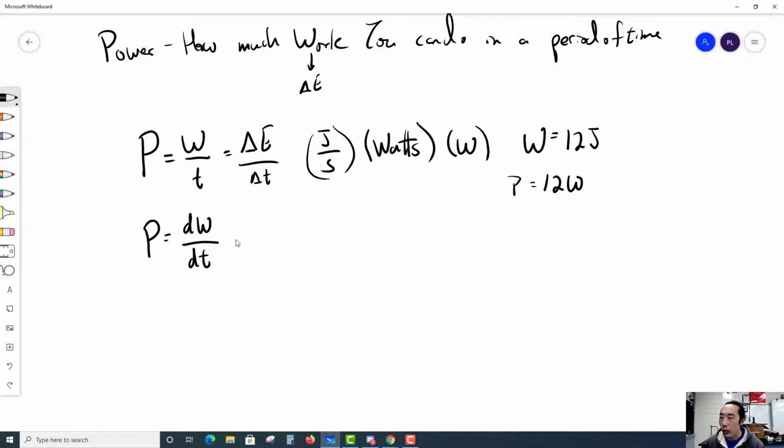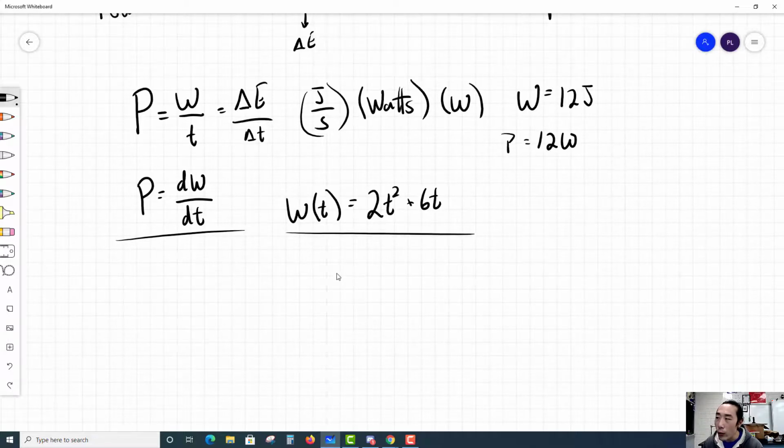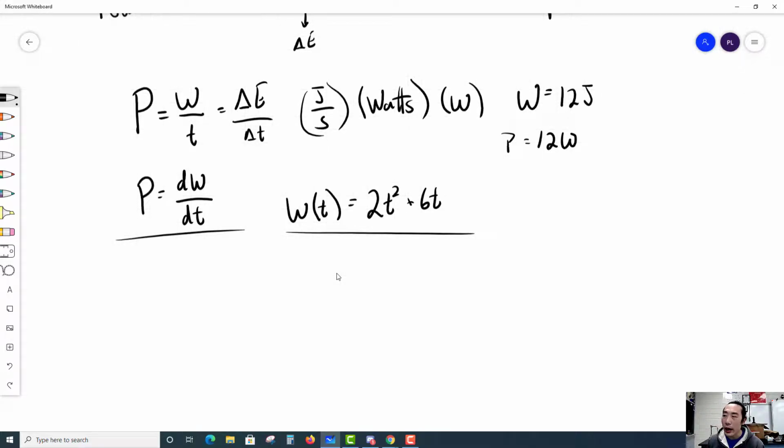So, for example, if an object's work can be described as a function of time, we'll just say it's going to be like 2t squared plus 6t. Right? So if you're given a function for work for an object for a specific amount of time, and we want to find out the power, okay, because we're given the function, we got to take the derivative of this function to find the power.